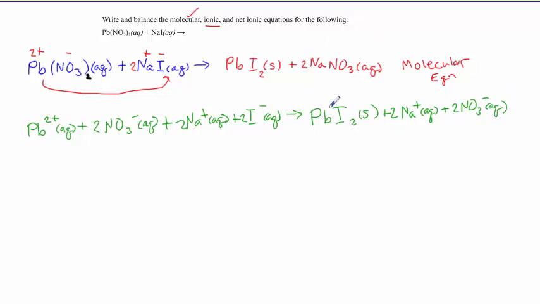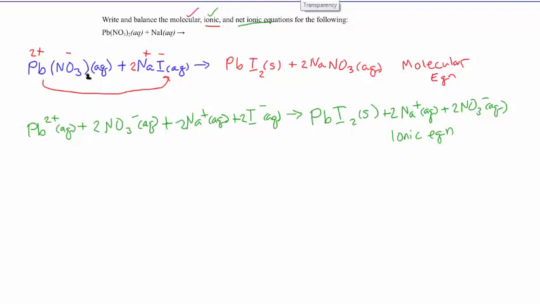Notice that I did not write the charges on lead iodide. That's because it did not break apart. You only write the charges on ions when they are broken apart, not part of a compound. You do not write the charges when they are part of a compound because the charges have been canceled out. Now everything should still be balanced. Always double check. 1 lead, 2 nitrate ions, 2 nitrate ions, 2 sodium ions, 2 sodium ions, 2 iodide ions, and 2 iodide ions. So if everything was carried down correctly, everything should still be balanced, and this is our ionic equation. The last part is the net ionic equation.